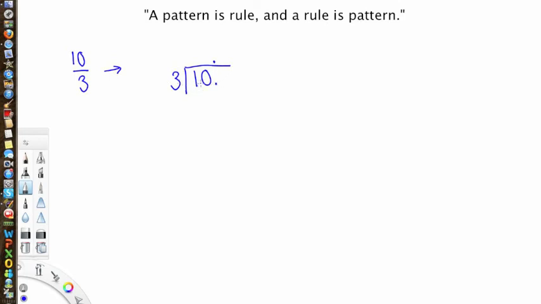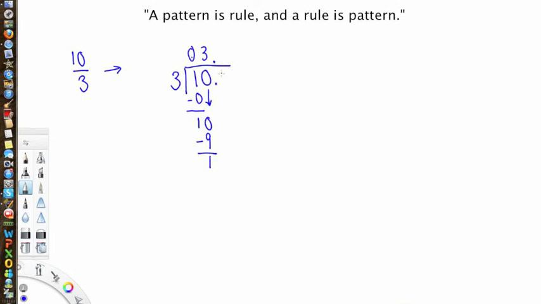3 goes into 10. Well, 3 goes into 1 0 times. 0 times 3 is 0. We subtract. We get a remainder of 1. 1 is less than our divisor of 3, so we can keep on going. We bring down our next digit, which is 0. 3 goes into 10 3 times. We multiply. 3 times 3 is 9. We subtract. We get 1. Our remainder is less than our divisor of 3. We can keep on going.